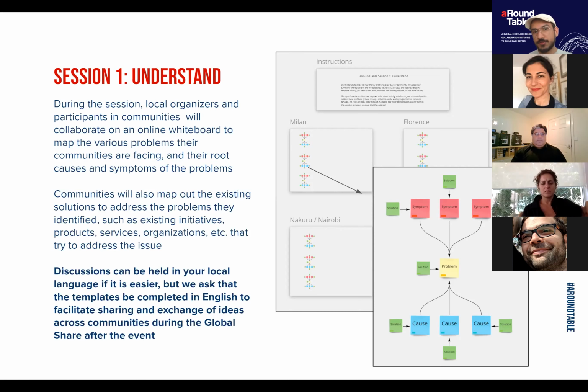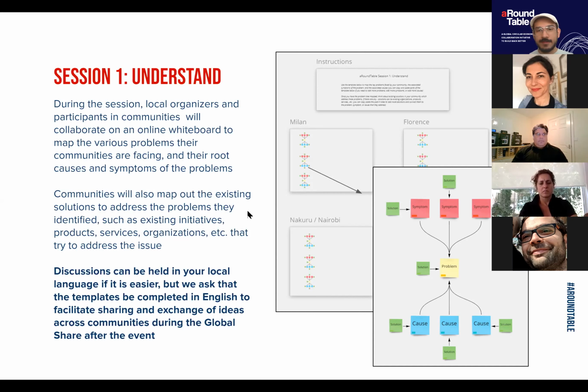The discussions will happen in these breakout rooms during Zoom, so they can be held in whatever local languages are more convenient for each of the communities, but we'll make sure that all the outcomes are presented in English, so that we'll be able to compile across all the communities around the world what are all the key problems and challenges that different cities and communities are facing, and what are the interrelated links and commonalities around the world, essentially.